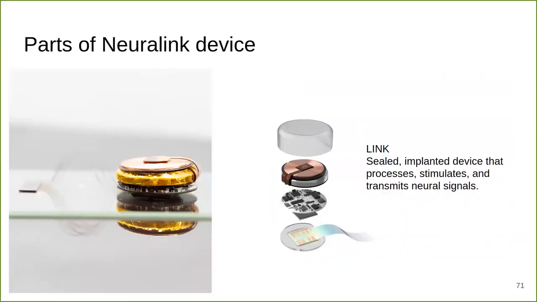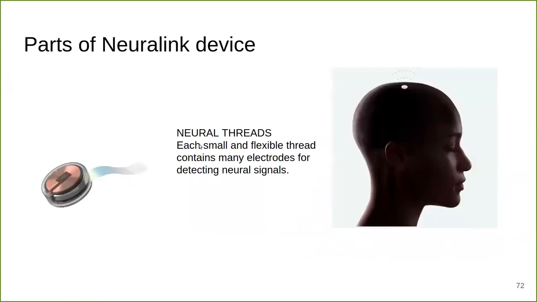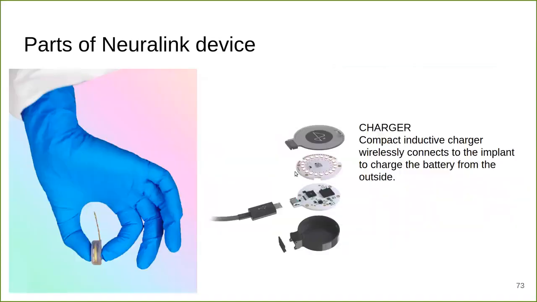And another advantage is that this device, introduced inside the brain, is really small. It consists of the Link, a device that is in fact introduced under the skull, so on the surface of the brain. It has multiple neural threads that are introduced within neurons by the robotic surgery. And it has a charger that connects to the implant wirelessly and can be used to charge the battery from the outside.